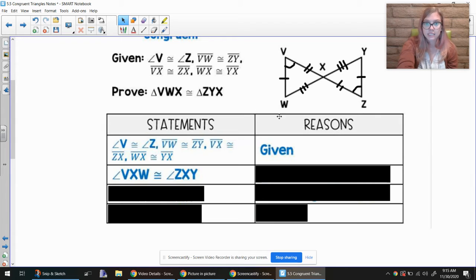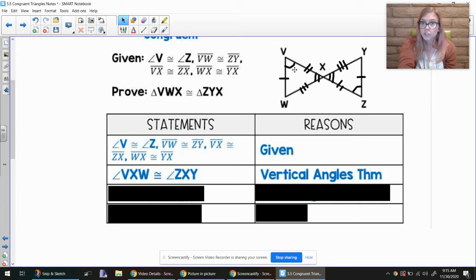The next thing we need to know is that angle VXW is congruent to angle ZXY. We know this because those two angles are vertical angles, and we know that all vertical angles are congruent.